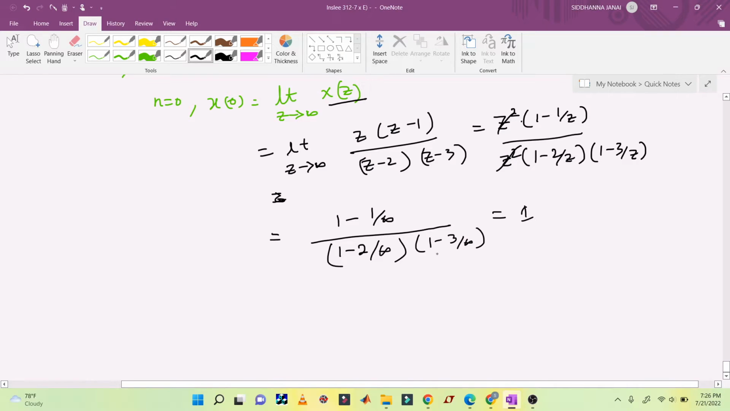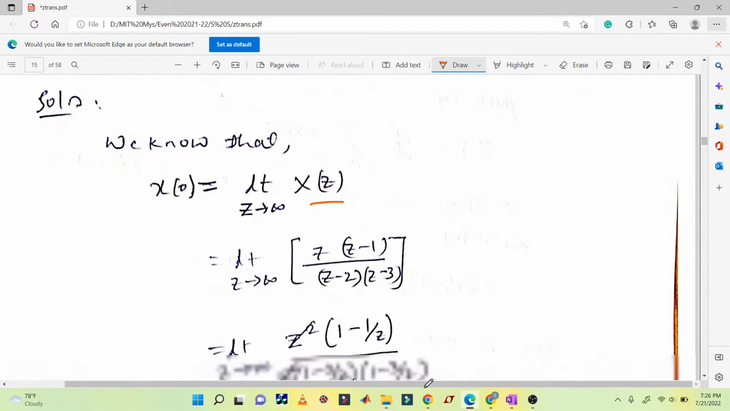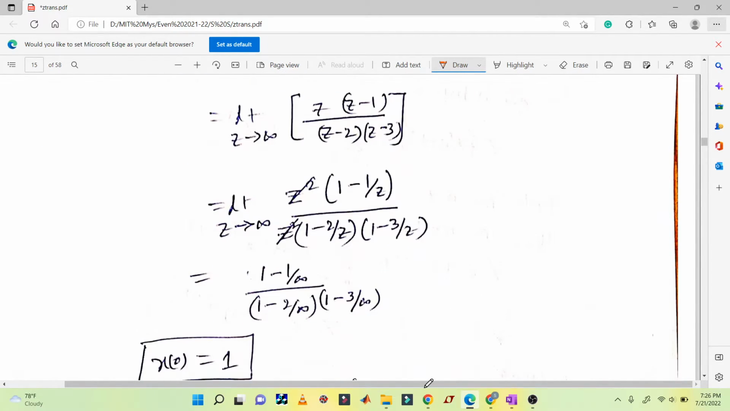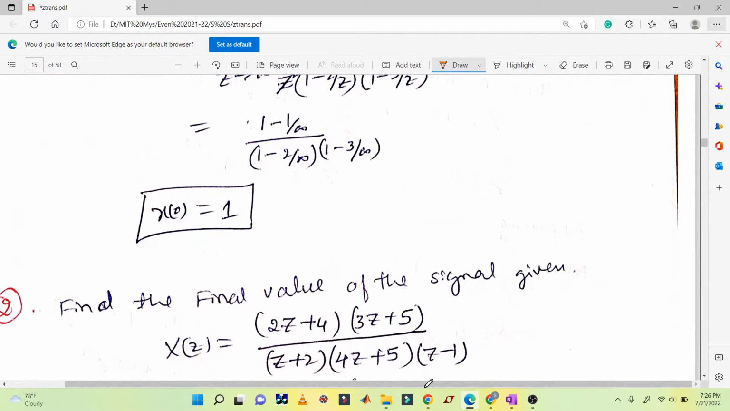So the answer is 1. Initial value is 1. Why? Because this is 0, this is also 0 and this is also 0. 1 divided by 1, it will be 1. So this is the answer. Okay. Is that clear?